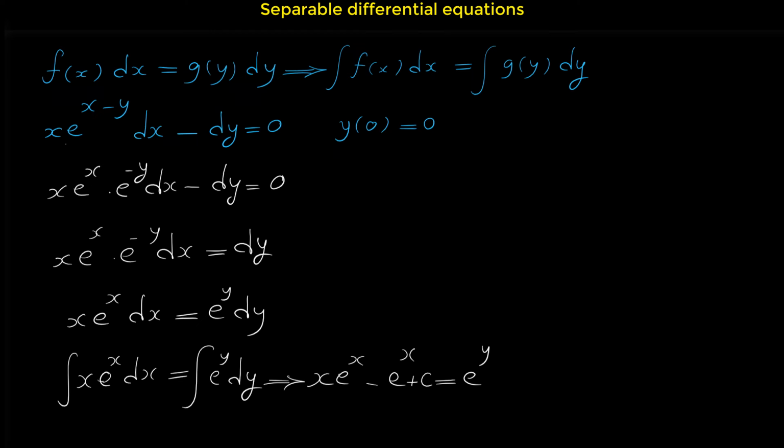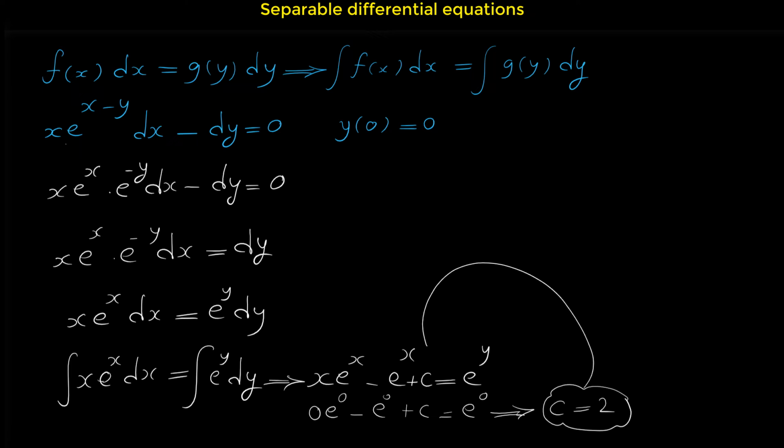So if we plug in 0 for x, we have 0 times e to the 0 minus e to the 0 plus c equals e to the 0. Note that x is 0, y value is also 0. From here, 0 times e to the 0 is 0, e to the 0 is 1. Note that here we have negative 1 plus c is 1 because e to the 0 is also 1. So from here, the value of the constant c is 2.